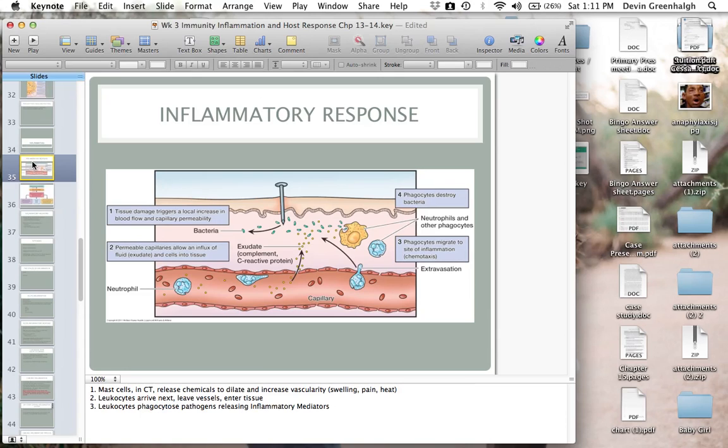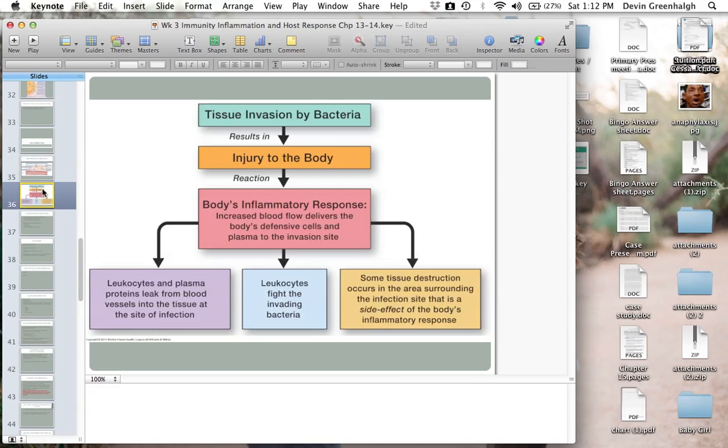Phagocytes migrate to the site of inflammation, known as chemotaxis. Then phagocytes destroy the bacteria, known as phagocytosis. Mast cells in connective tissue release chemicals to dilate vessels and increase vascularity, swelling, pain, and heat. Leukocytes arrive next, leave the vessels, enter tissue, and phagocytize pathogens.